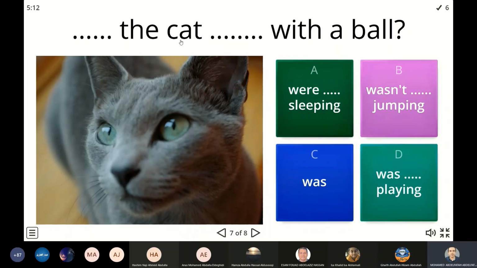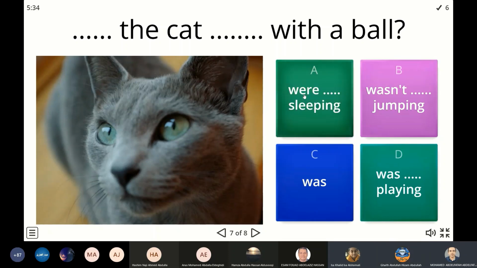Was the cat playing with a ball? This is a question. Students, again, this is important. We use was with singular: I, he, she, or it.